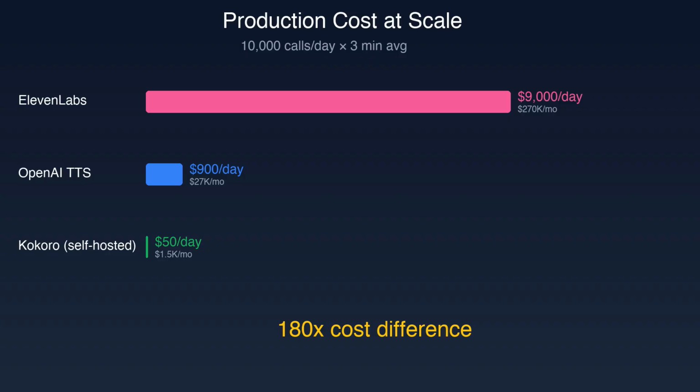With OpenAI TTS, it drops to about $900 per day. Still $27,000 per month. Self-hosting Kokoro on a single A10 GPU handles the same load for about $50 a day. $1,500 per month. That's 180 times cheaper than 11 labs.